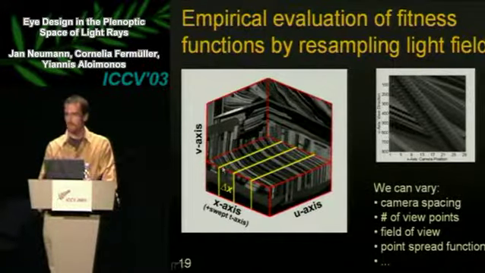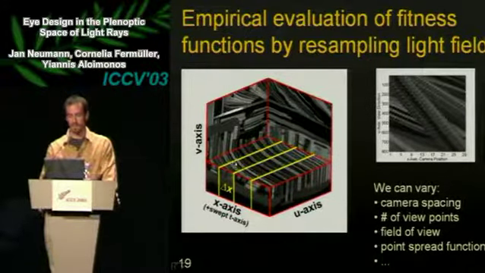So now if I move multiple cameras, or multiple slices, at the same time, I can simulate a multi-camera setup. And by varying the camera spacing, here denoted as delta x, for example, the number of viewpoints, the field of view, which would be the size of the segment that it sees at a time, and also point spread functions, we can simulate how a camera would behave.